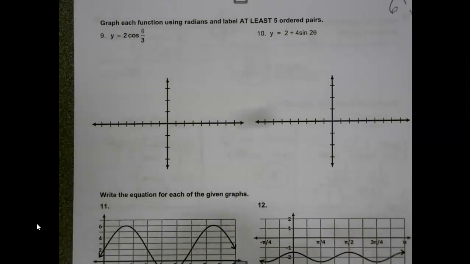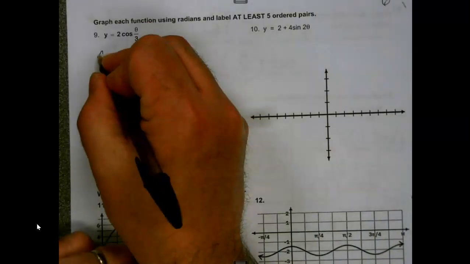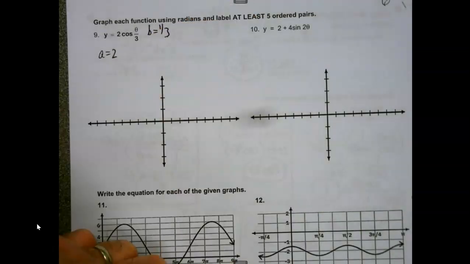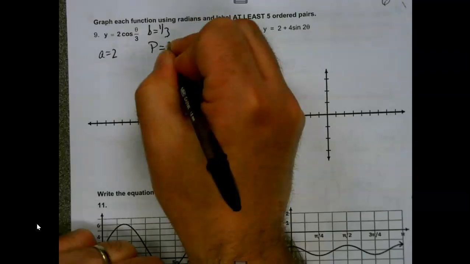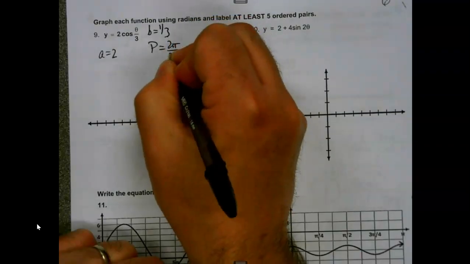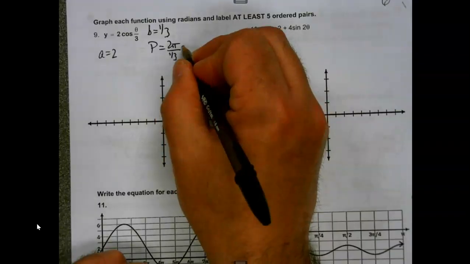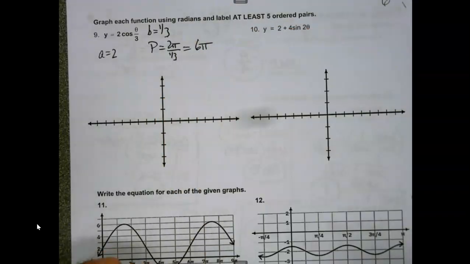So, graph the function. Oh, using radians and Hardy. Okay, so let's roll back through here again. So my A value is 2. My B value is 1/3. So my period is 2 pi divided by 1/3, which is the same as multiplying by 3 over 1. Okay, my period is 6 pi.